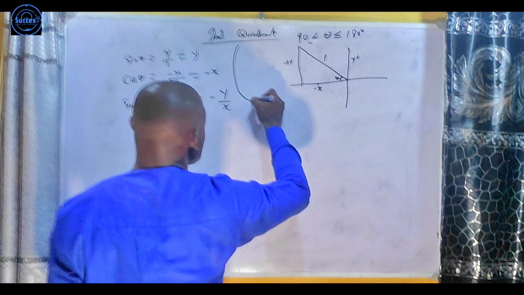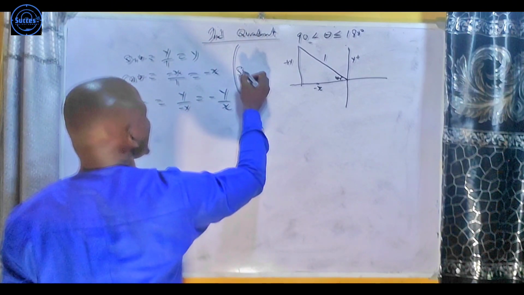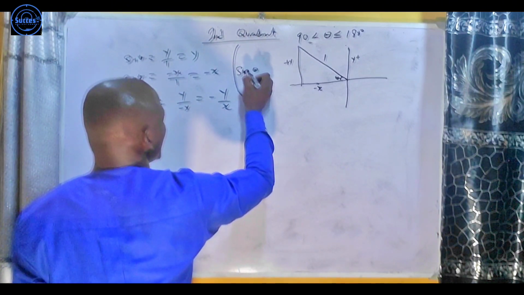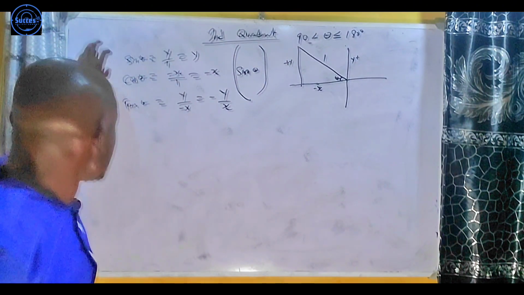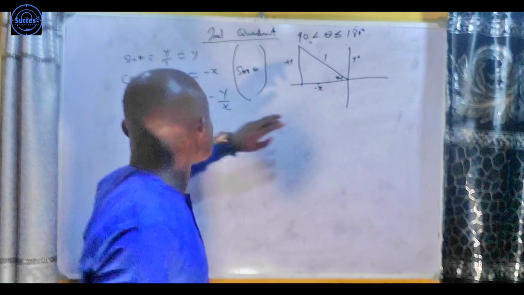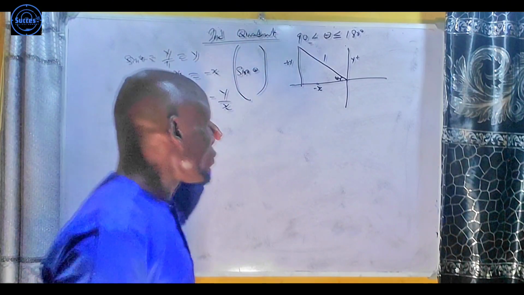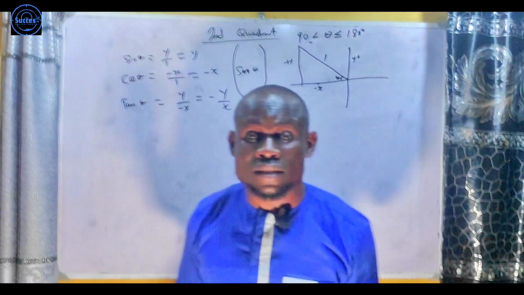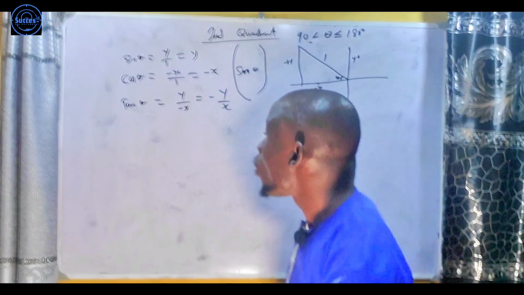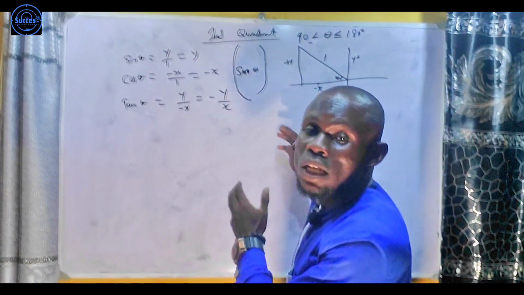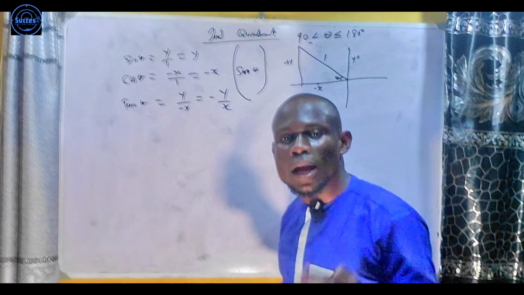If you look at this in the second quadrant, only sine theta is positive. All the others, cosine and tan, are negative. This is the basic property of the second quadrant. But now, how do you transform and calculate?